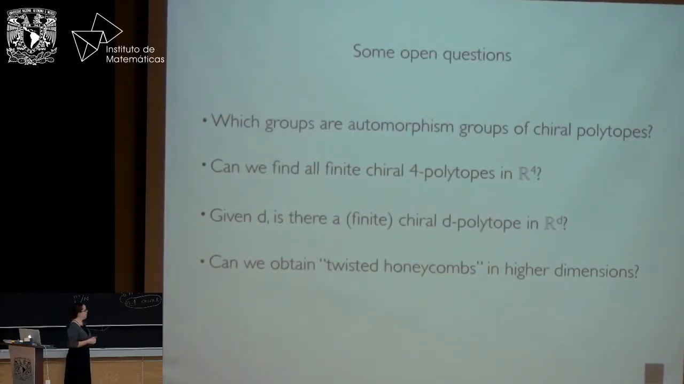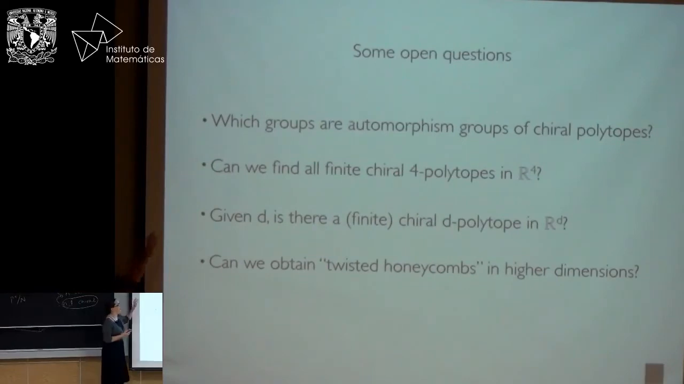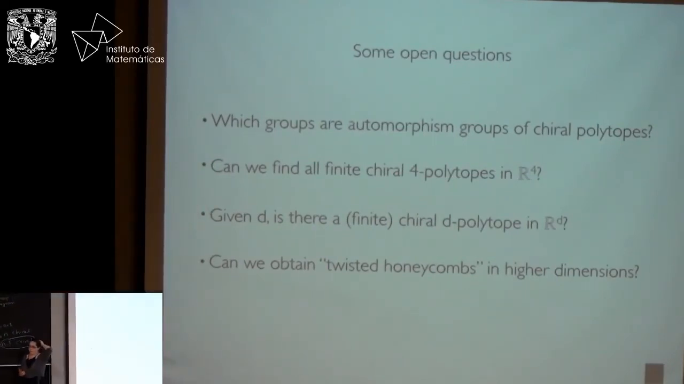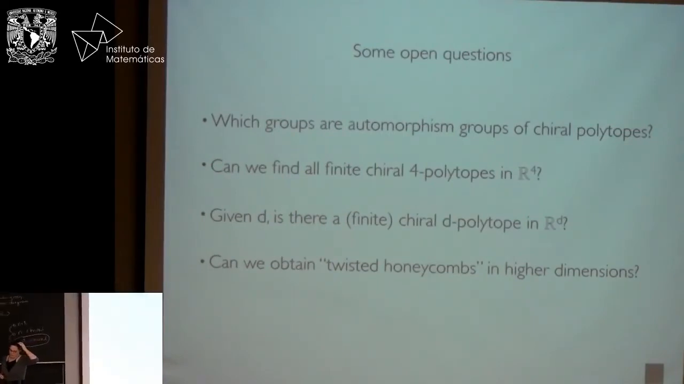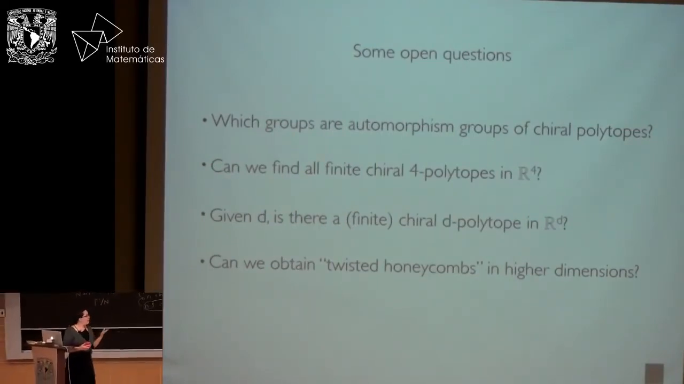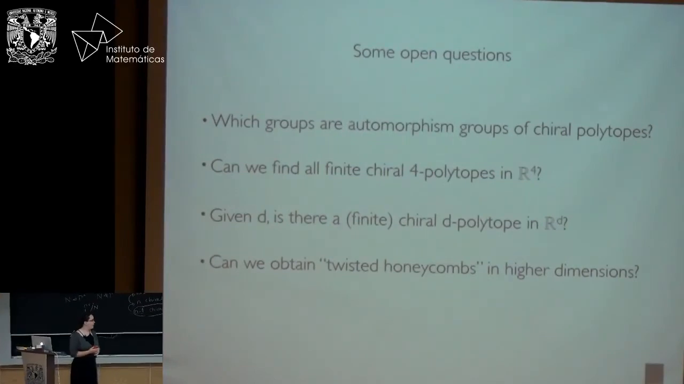And then going a little more back to what I said in the talk, I showed you two finite chiral 4-polytopes in R^4. Can we find all of them? I don't know. I hope so. It might be that some of them come from Coxeter's twisted honeycombs, but do they all? We have no idea.